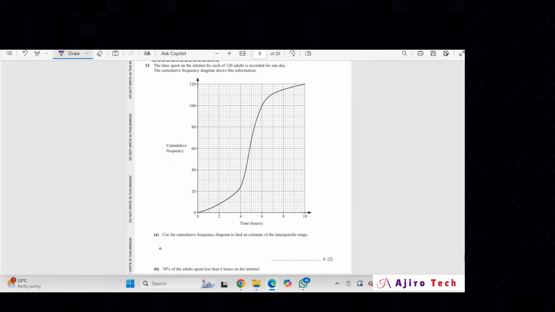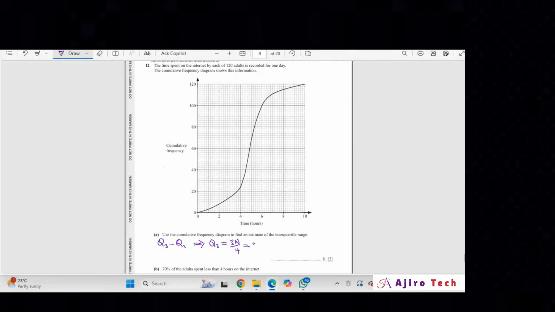What is the formula for interquartile range? The interquartile range is Q3 minus Q1. Q3 simply means the upper quartile, Q1 simply means the lower quartile. So you need to get your upper quartile and the lower quartile. How do you get them? Now, upper quartile is Q3, right? That is going to be 3n over 4. This is the upper quartile.